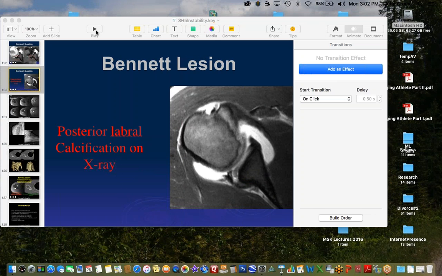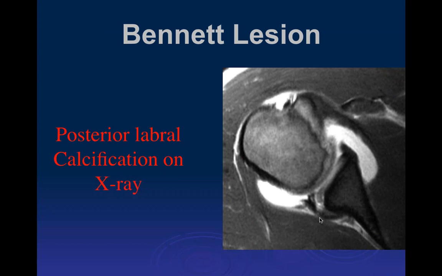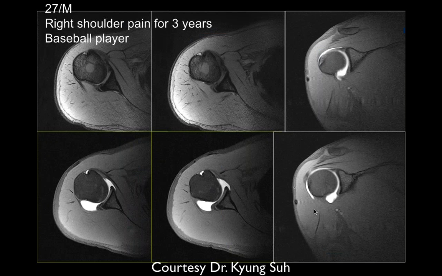Okay, so we'll continue. I think the last case we looked at had a history of calcification on the X-ray. So this is a Bennett lesion that we talked about. It's hard to see the calcification on MR, but we can see that there is a tear of the posterior labrum, which is displaced, and we got marked thickening of its periosteal attachment, and we talked about that last time. So, Bennett lesion.